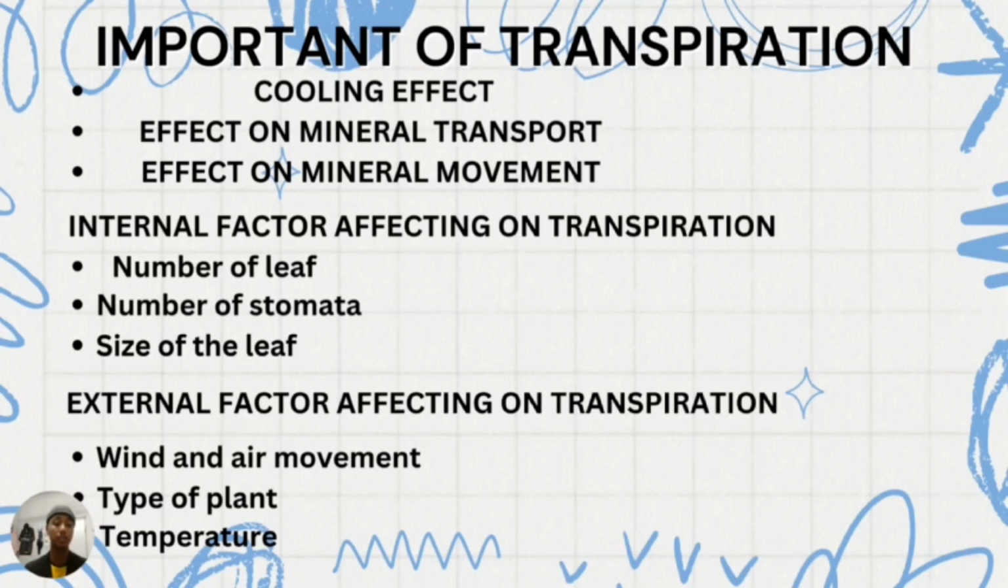The internal factors affecting transpiration are number of leaves, number of stomata, and size of the leaf. The external factors affecting transpiration are wind and air movement, type of plants, and temperature.